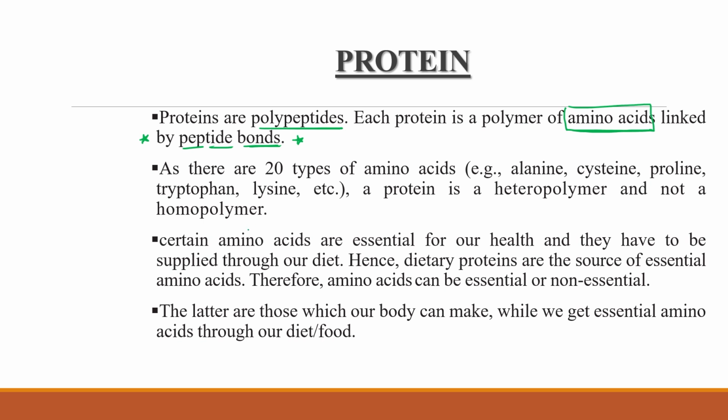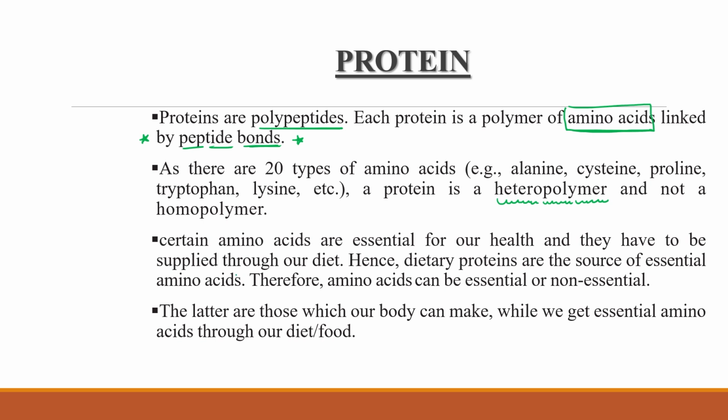Meaning in a protein there is a combination of various amino acids. Alanine is there, cysteine is there, proline is there. So there is a combination of various amino acids. That's why it is written over here that protein is a heteropolymer. It is not a homopolymer.